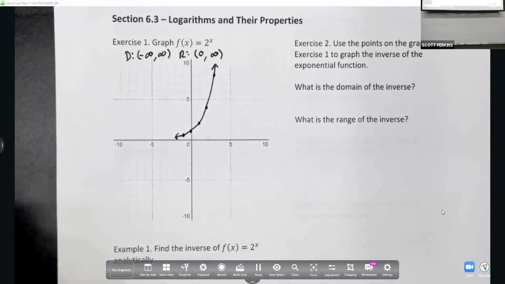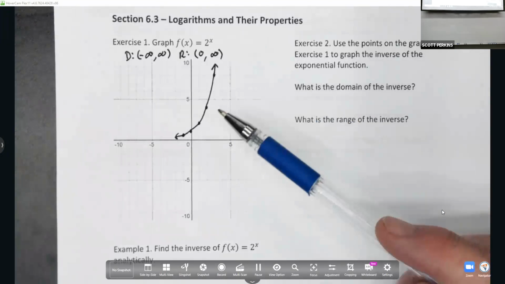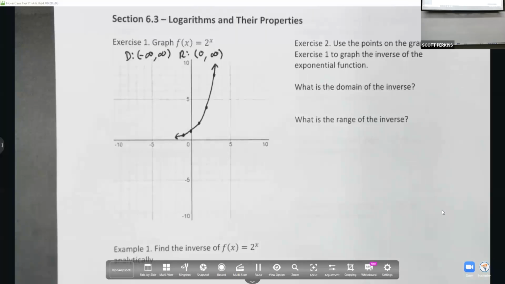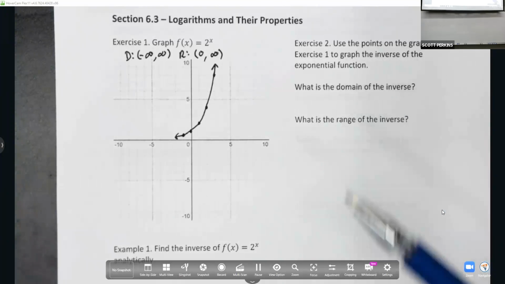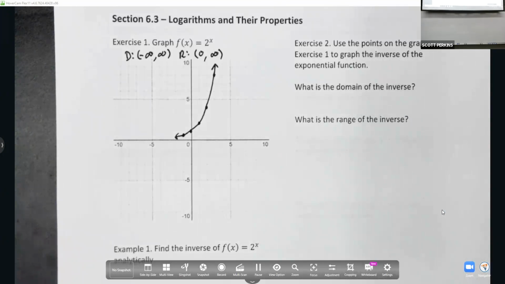So the reason I have resurrected that is now we're going to merge the material from section 6.2, which was on this exponential function, with the material from the previous section, which was about inverses. So we're going to talk about the inverse of the exponential function. What I would like you to do first is exercise 2, just like we did when we talked about inverses. Use the points on this graph right here to graph the inverse of the exponential, and then propose what you think the domain and the range of the inverse are.